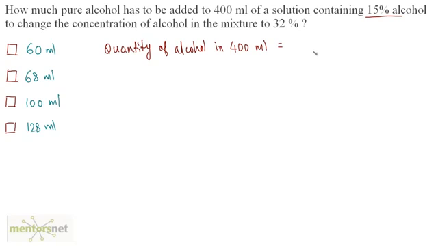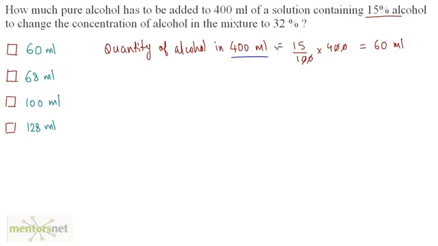It is equal to 15% of this solution. So 15 upon 100 times 400, and that is equal to 4 times 15, which is 60. So 60 ml of alcohol is there in 400 ml of this solution.